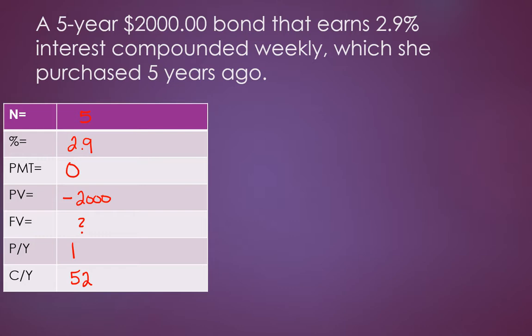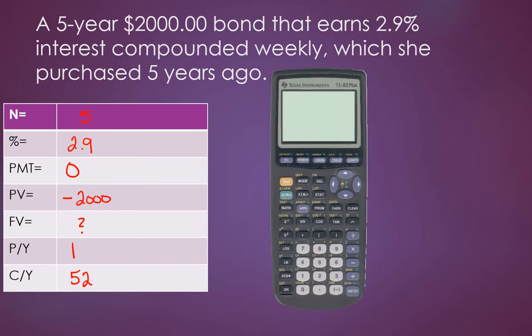So at this point, you go grab your calculator and you go to the financial application, which is under apps, 1, 1, and it should look like this. You've got a 5-year investment, 2.9%. Your present value is negative 2,000. Your payments are 0. Your payments per year are 1. And your compounding periods is 52, and you can leave it on end.